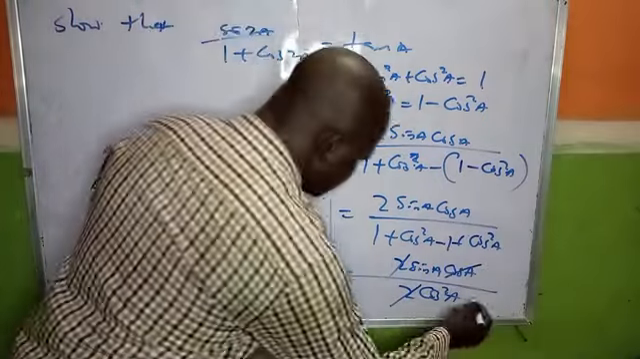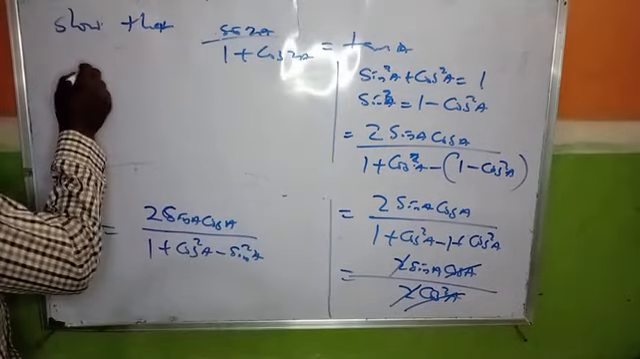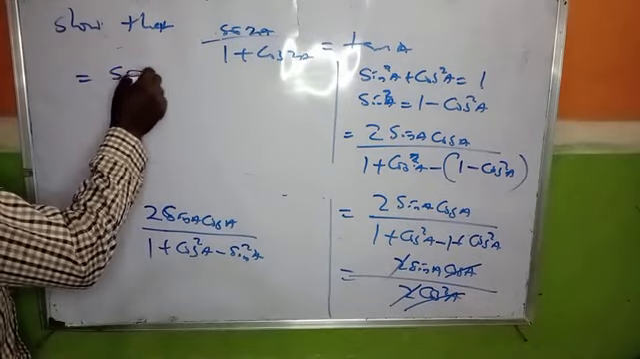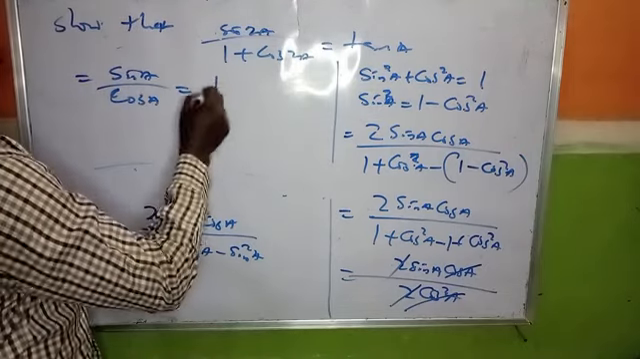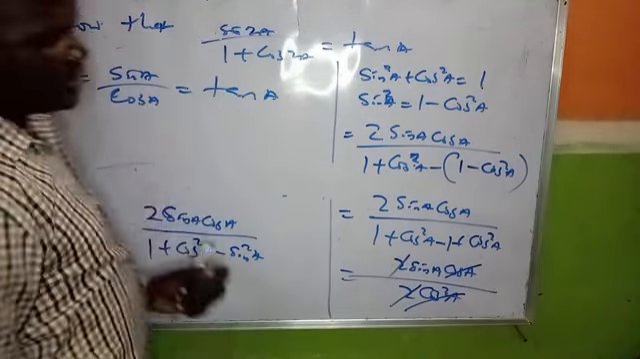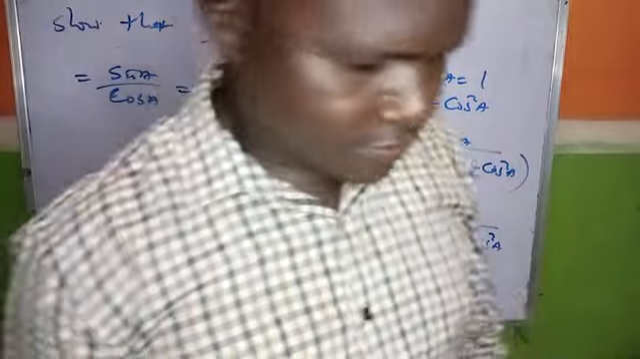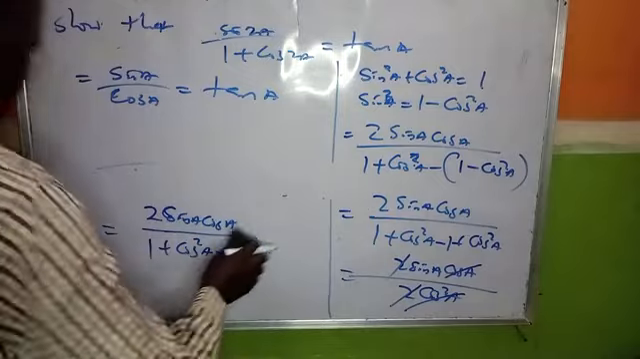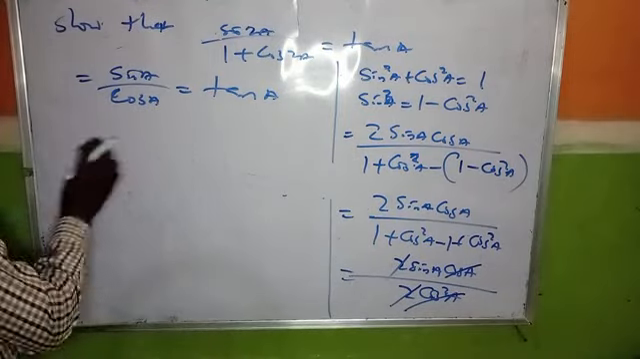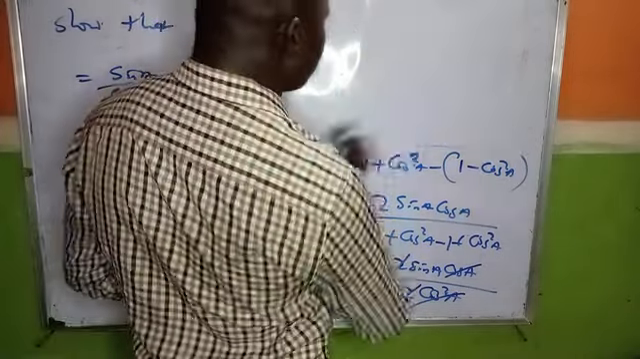1 over cos A will cancel 1 over cos A. So what you have is sine A over cos A, which is equal to what? Tan A. That is it. Finally, let me go for another question here.